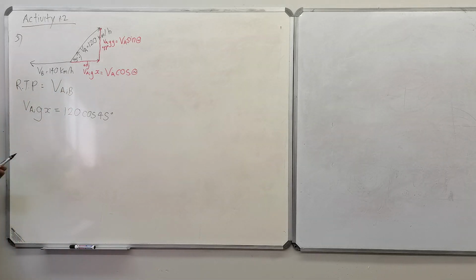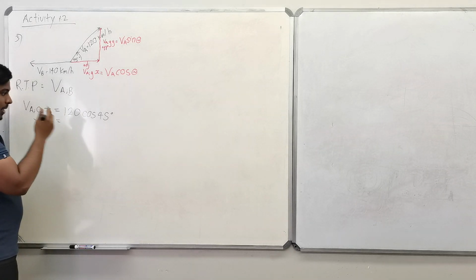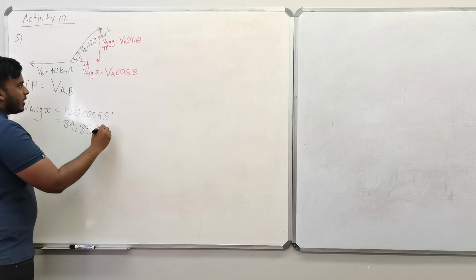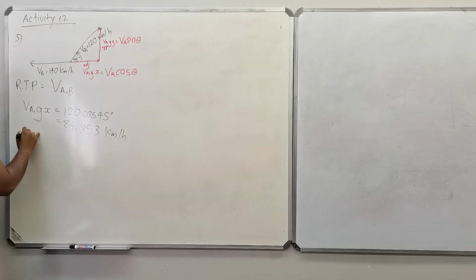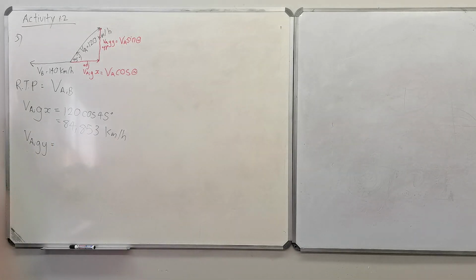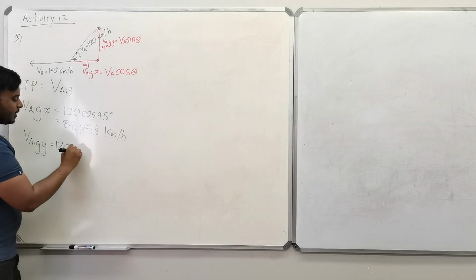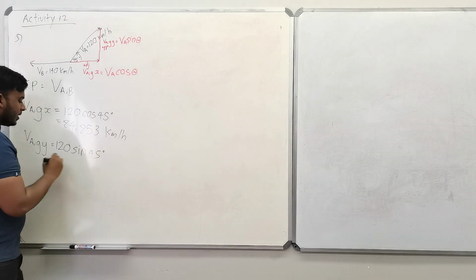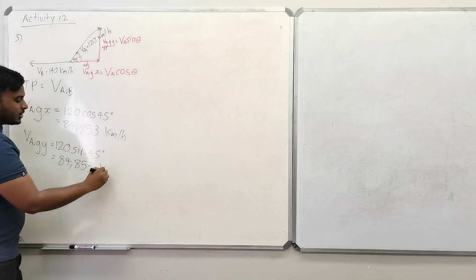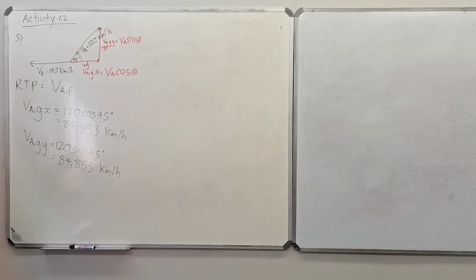So you understand how we got it? Yes. Right. So you put this in your calculator, what do you get? 84 point. Give me 3 decimals. 84.853 kilometers per hour. Yes, you actually got it right. Okay. So velocity of A relative to the ground along your y-axis will be equal to what? 120 sine 45 degrees. This will be equal to the same thing, which is 84.853 kilometers per hour.